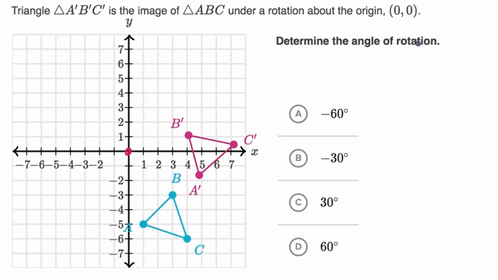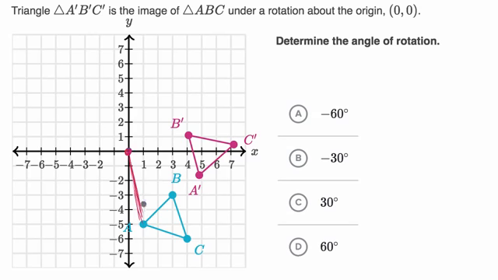So like always, pause this video, see if you can figure it out. So I'm just going to think about how each of these points had to be rotated to go from A to A prime, or B to B prime, or from C to C prime. So let's just start with A. So this is where A starts. Remember, we're rotating about the origin.